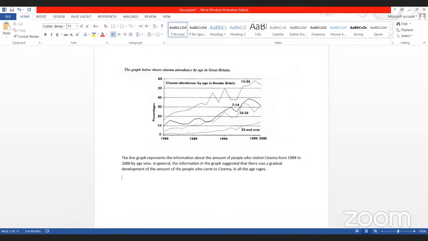Now I'm going to talk about the 1984s. Since 1984s, cinema attendance has risen considerably across all the age groups.